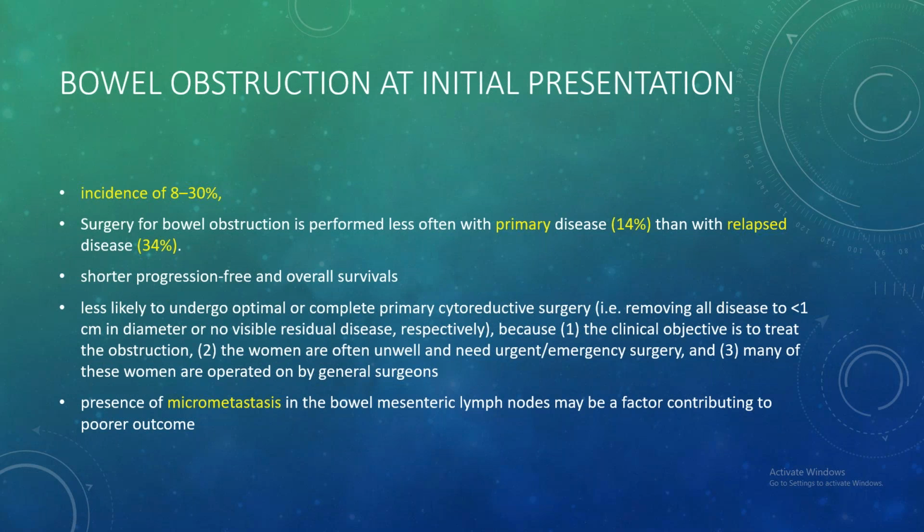Usually the women are often unwell and need urgent or emergency surgery. And most of the time these women are operated on by a general surgeon because they come with intestinal obstruction. They will be operated on by general surgeons, and during the course of surgery they will find out that it is because of malignancy. These are the basic reasons that there are fewer chances that they will undergo optimal cytoreductive surgery. Also there will be presence of micrometastasis in bowel mesenteric lymph nodes, so it can be also a factor contributing to the poor outcome. So micrometastasis will be there in the bowel lymph nodes.